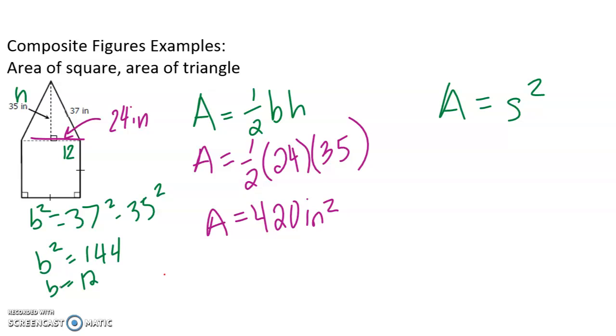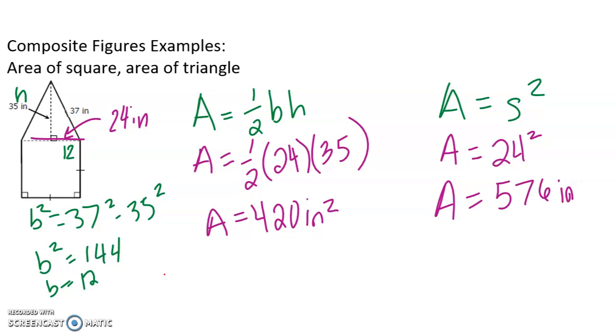I can also do the same for my square. I notice that the side of the square is the same as the base of the triangle, so this is also going to be 24. So my area for this one is 576 inches squared.